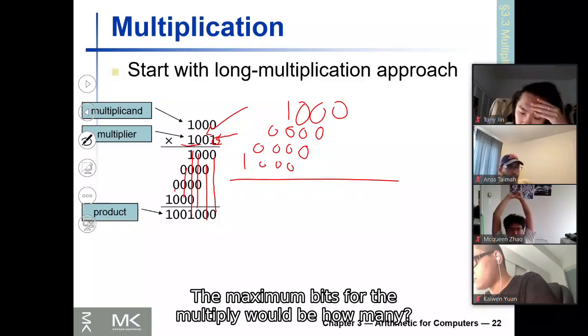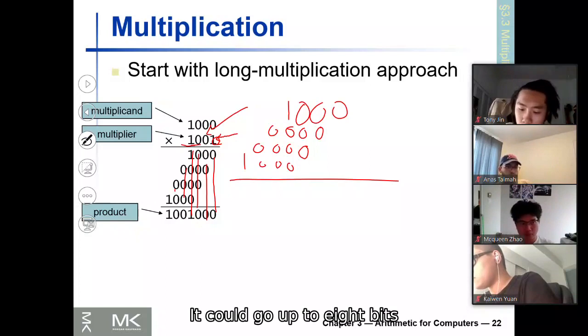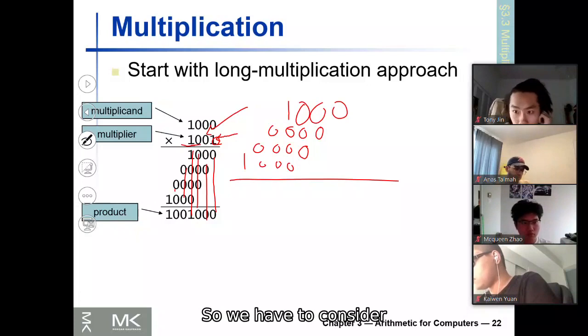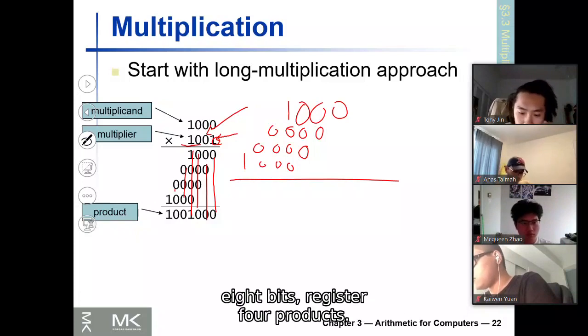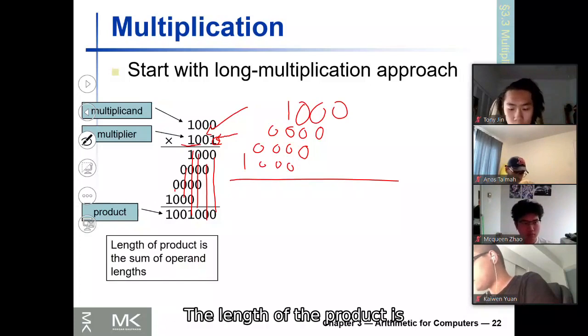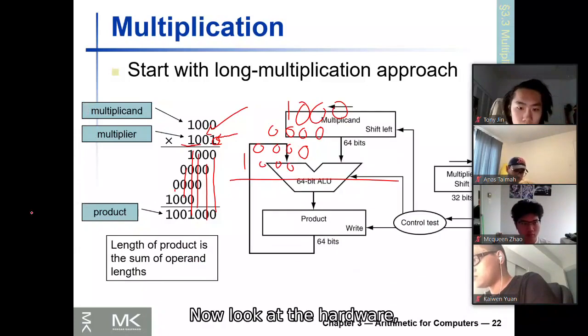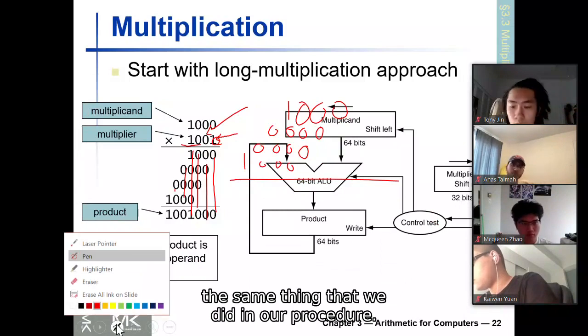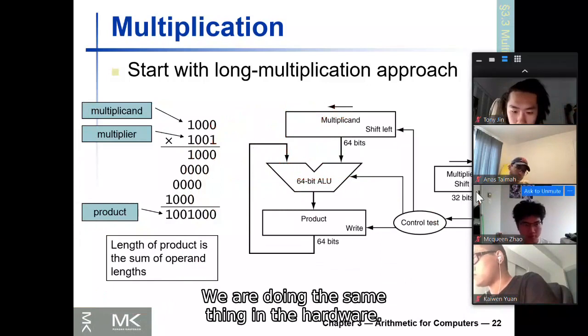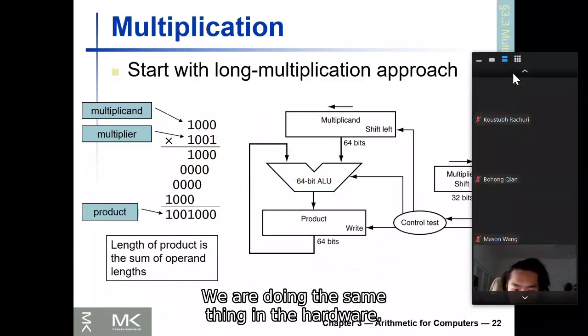The maximum bits for the multiplication would be how many? 4-bit by 4-bit. It could go up to 8 bits for the multiplication. So we have to consider an 8-bit register for the product. The length of the product is the sum of the operand lengths. Now look at the hardware. The same thing that we did in our procedure, we are doing in the hardware.